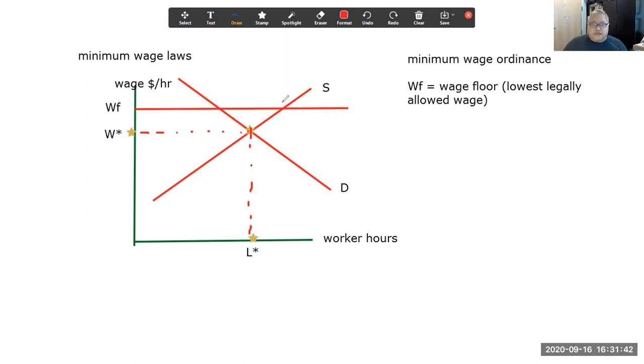So what is that going to create according to our model? According to our model, what that creates is less demand for hours of labor on the part of businesses, and people are willing to supply even more hours than they would in a market equilibrium. And so what we now have is an excess supply of labor. So we have a lot more people, hours, and excess supply.